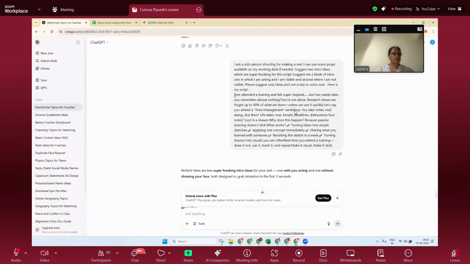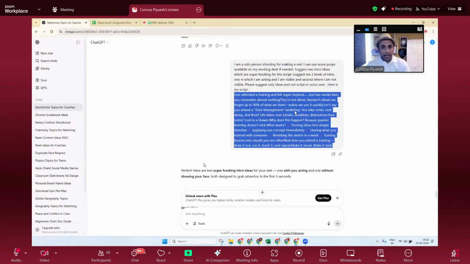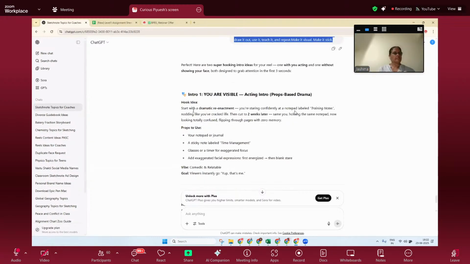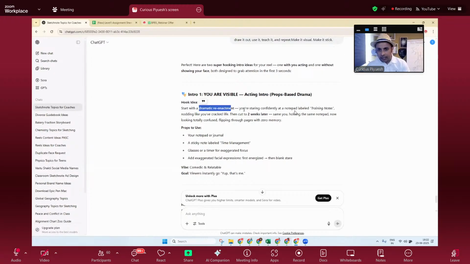So this reel was about training, and let's see what ChatGPT has answered. Start with a dramatic reenactment. You are starting confidently with a notepad labeled training notes, nodding like you have cracked life. Then cut to 2 weeks later, same you holding the same notepad, now looking totally confused, flipping through pages with zero memory. So flipping through pages with zero memory is the hook here.